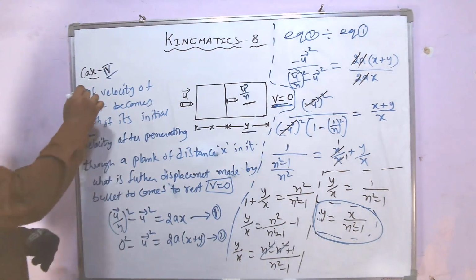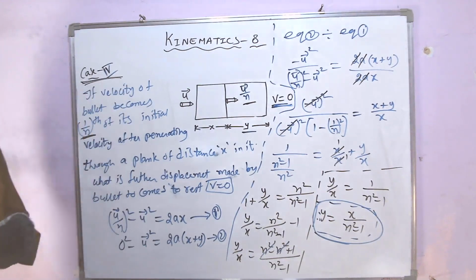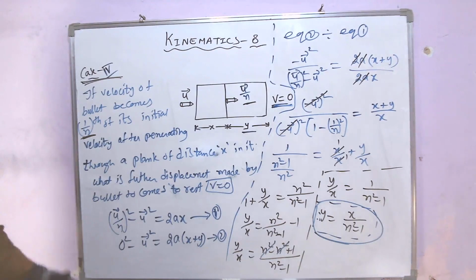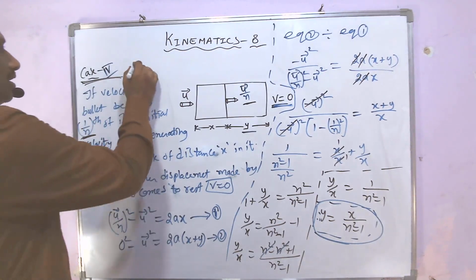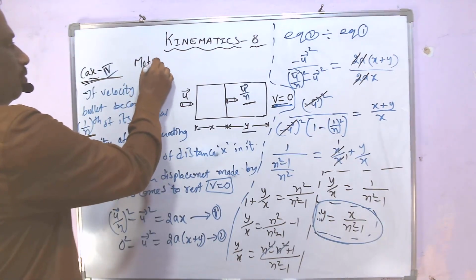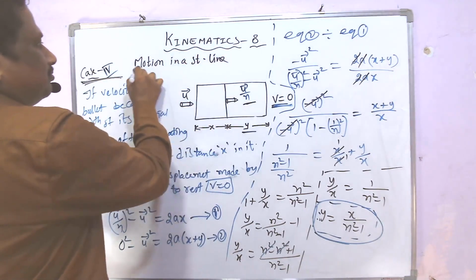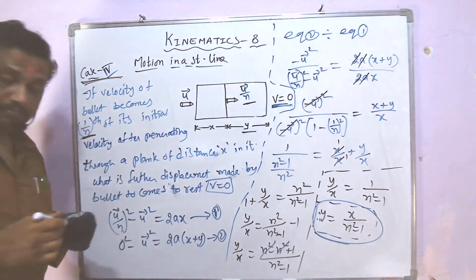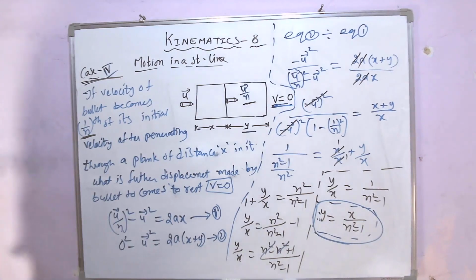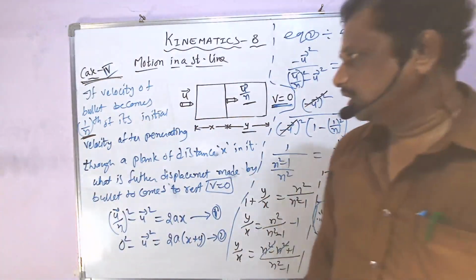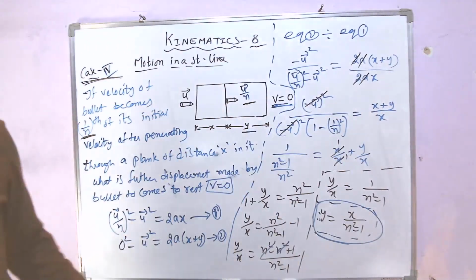Is it clear? In total we have 4 cases. 3 cases we already discussed and learned, and this is the 4th case, and it is a continuation of kinematics, motion in a straight line. Based on this, so many problems they will ask in JEE Mains and NEET. Okay. Take a screenshot, copy it.